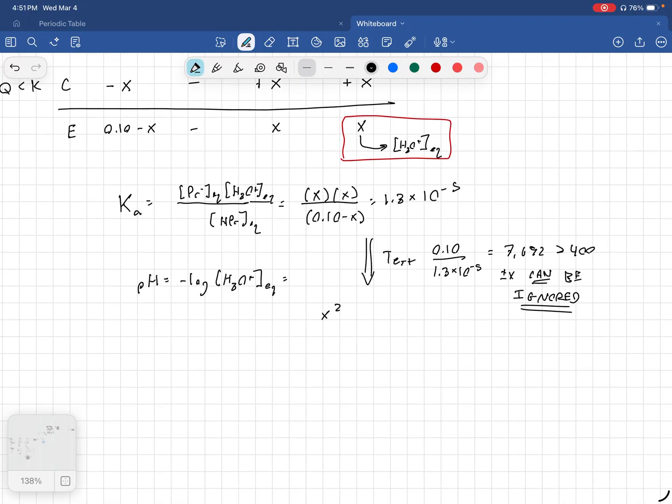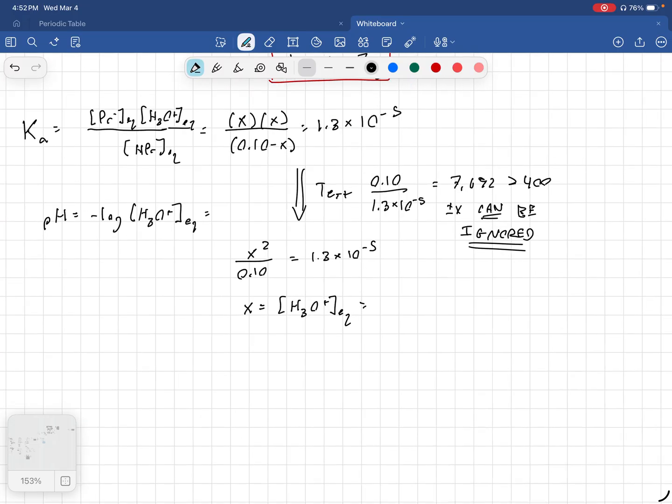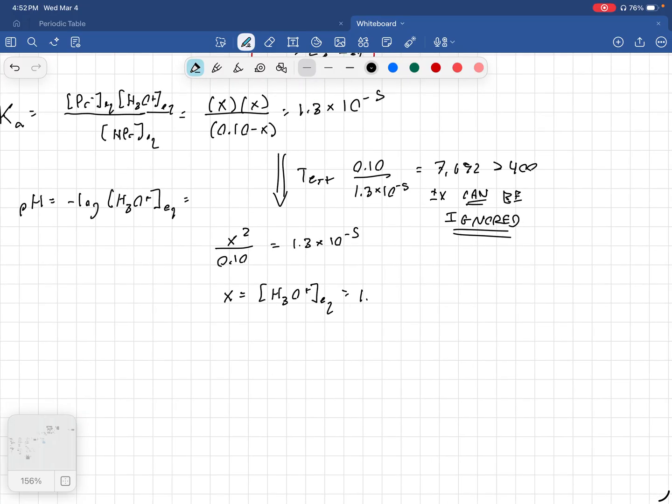So we'll rewrite this as X squared over 0.10 equals 1.3 times 10 to the negative fifth. So now it becomes fairly trivial to solve it. Remember, X is going to be our H3O plus concentration at equilibrium. So we take our 1.3 exponent negative 5, multiply by 0.10, and then take the square root of that. I'm not going to round it yet, though: 1.1402 times 10 to the negative third moles per liter, but it's going to have 2 sig figs because we have 2 sig figs in our K value.